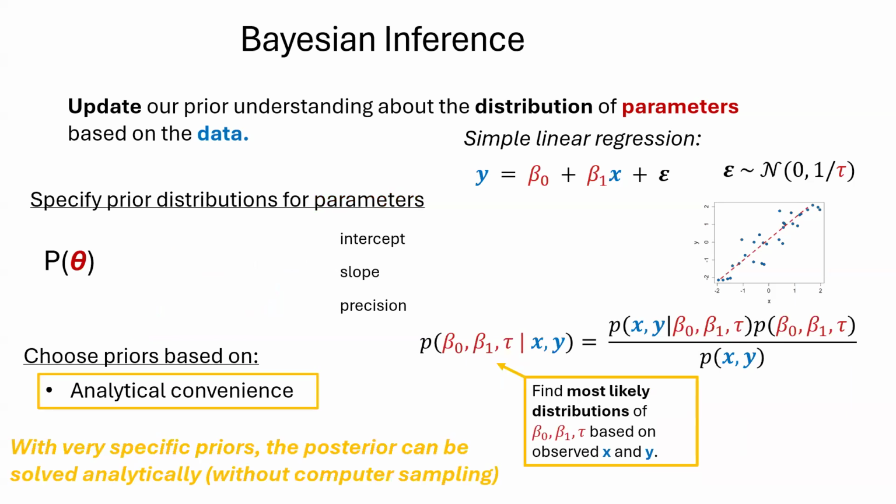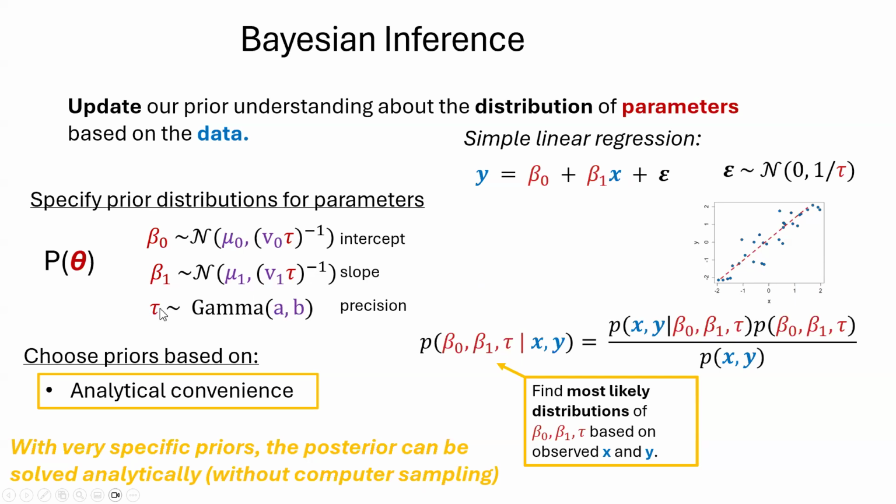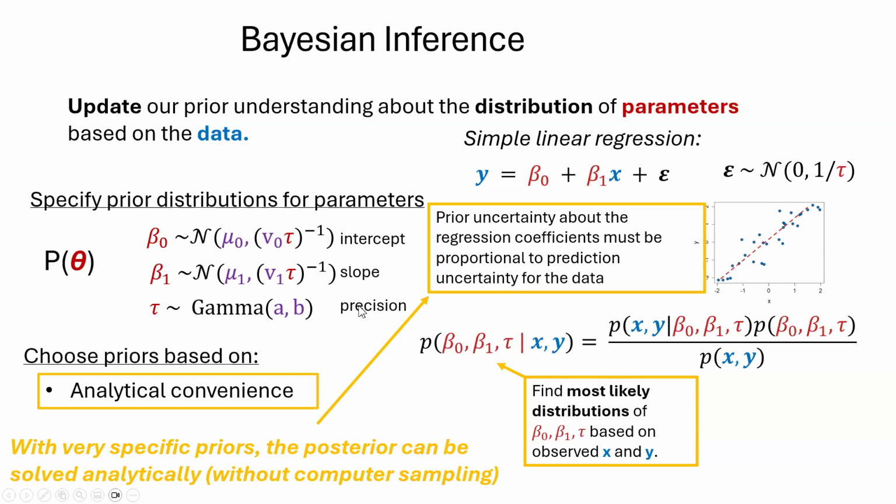Now, I want to comment about analytical convenience. If you choose very, very specific priors, in theory, the posterior can be solved analytically without computer sampling. And people often say, oh, you have to have a computer to do Bayesian inference. Not technically. There are choices of parameters that will work, and this is one example, but they don't make a lot of sense. In this case, it'll be solvable analytically if the uncertainty about your slope and intercept is proportional to your prediction uncertainty for the data. If you think about that, it doesn't make a whole lot of sense.